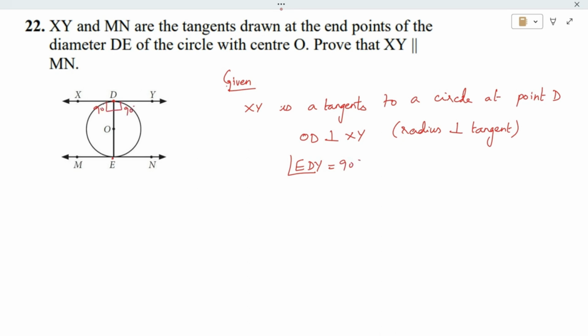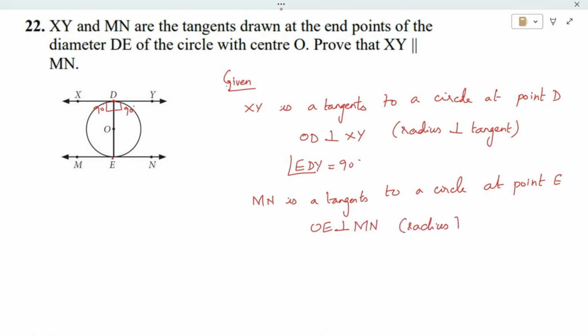Now I am considering MN. MN is also another tangent to the circle at point E, isn't it? So I'm writing this, and from here I can understand again OE is a radius which is perpendicular to MN. Why is it so? Because the radius is perpendicular to the tangent. So now I can say OEM or DEM is equal to 90 degrees.